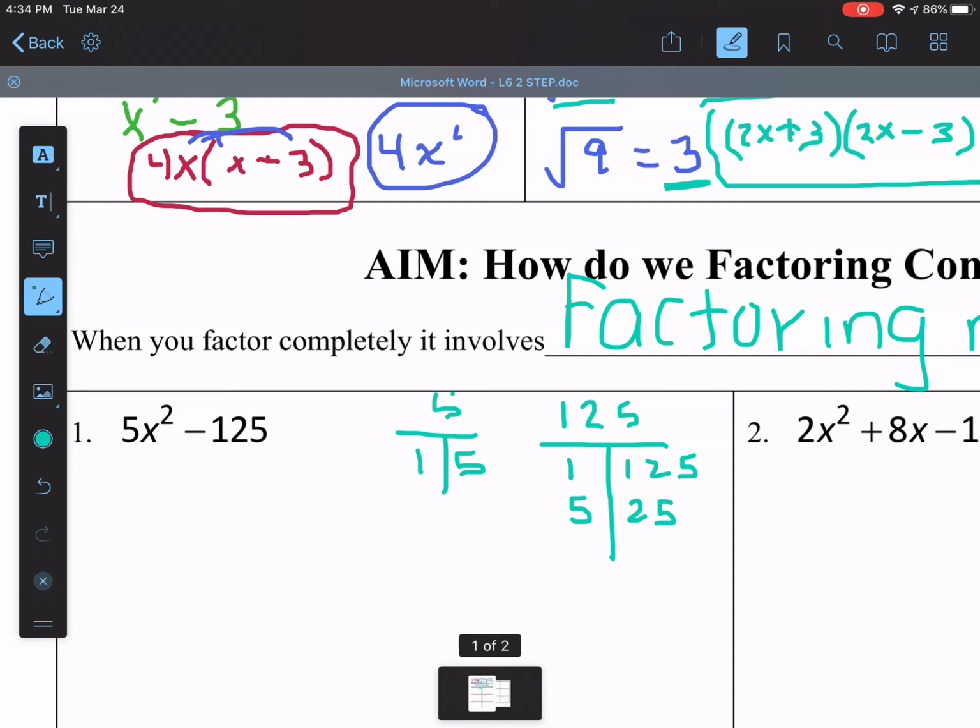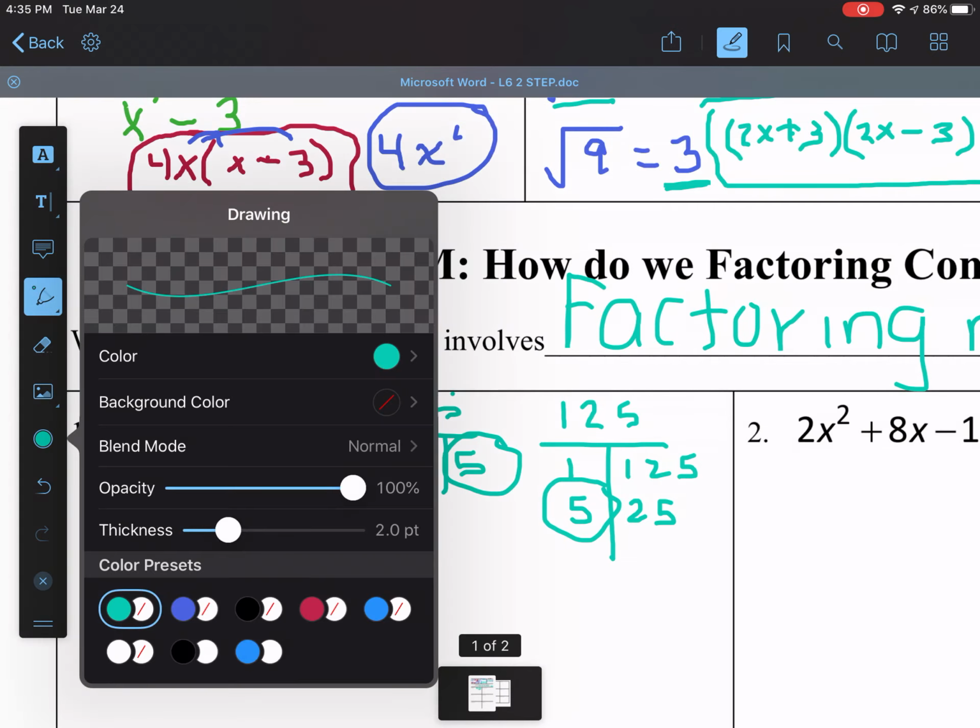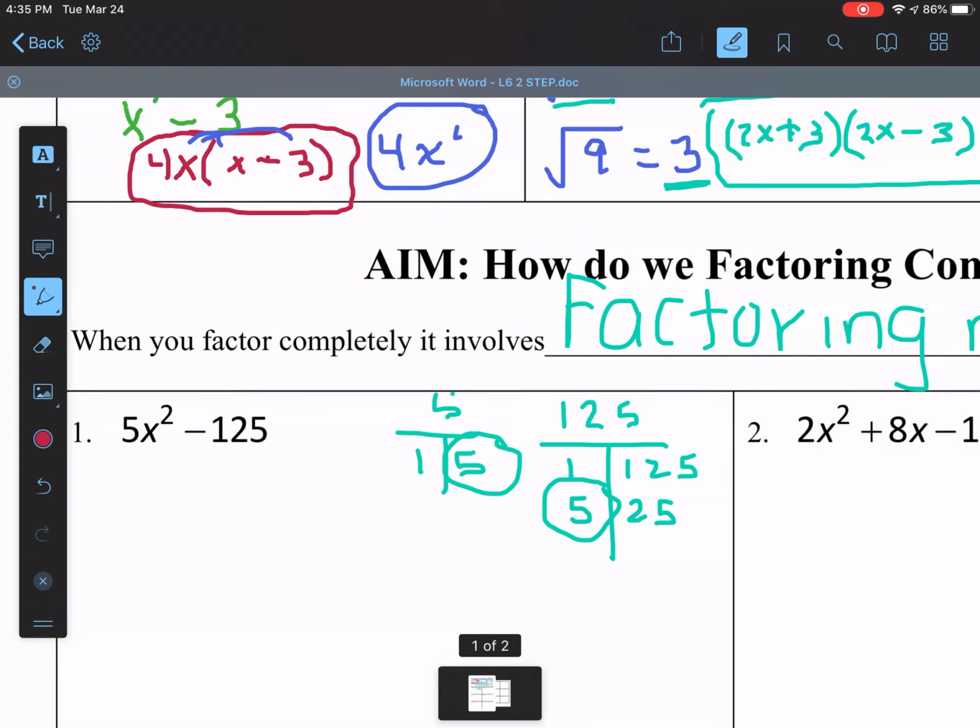So if we look at these two lists, you'll notice that the largest number that they both have is 5. Okay. And then if you look at the original problem, if you look at the terms, only the 5 is the one that has the x. So x is not going to be a part of our GCF just because the 125 doesn't have one. So our greatest common factor here is 5. So we are now going to divide each one of our original pieces by 5.